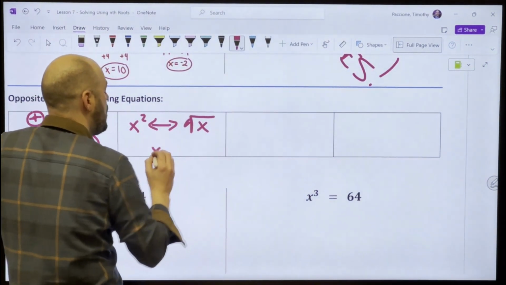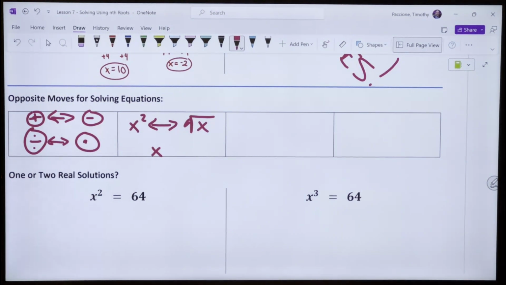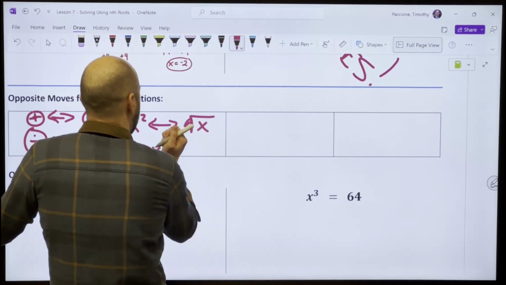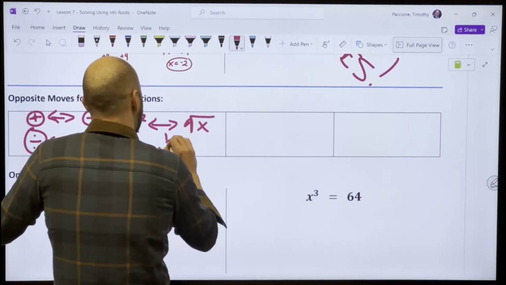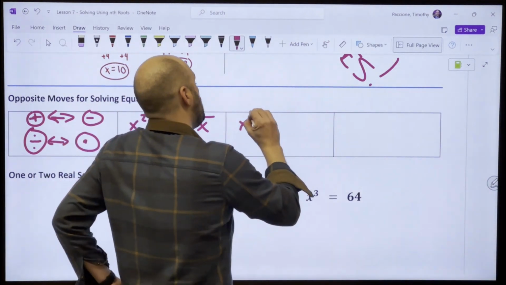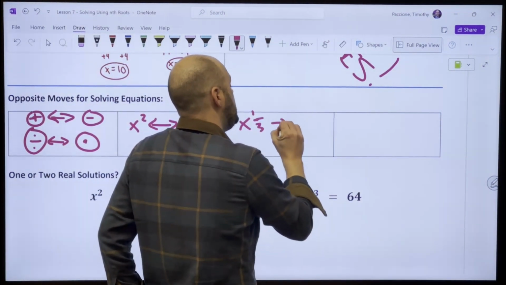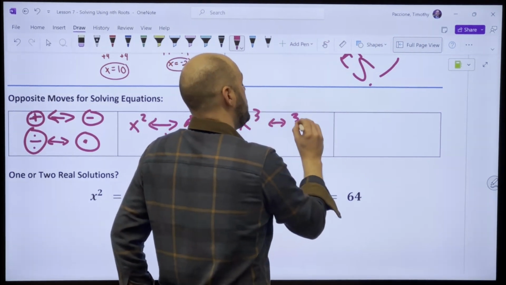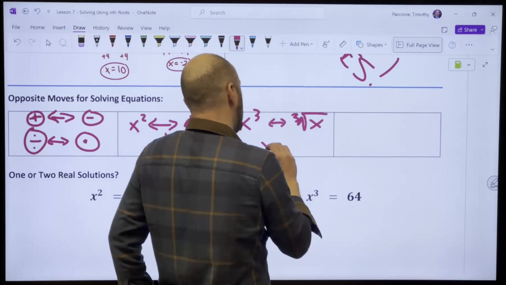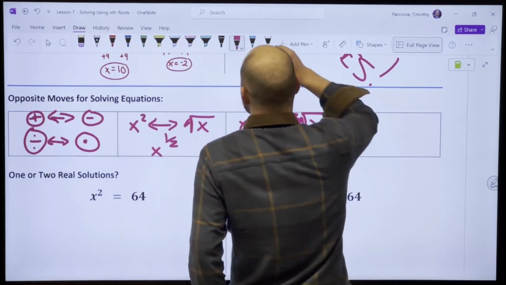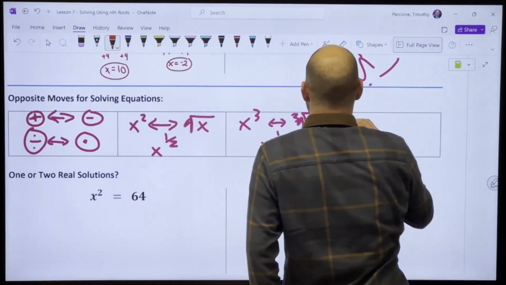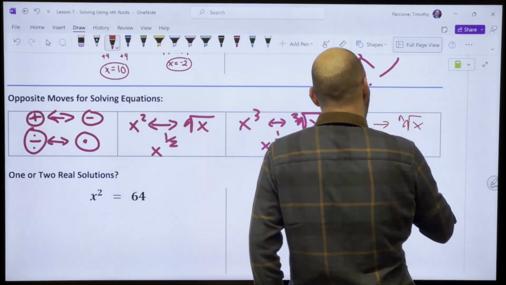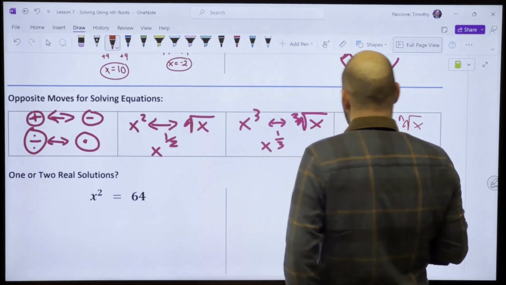What's the new way we know how to write that? X to the 1/2. Okay, x to the 3rd. The opposite would be the 3rd root of x, and that would also be x to the 1/3. So as a general rule, if you have x to the n, the opposite of that is the nth root of x, or x to the 1 over n.